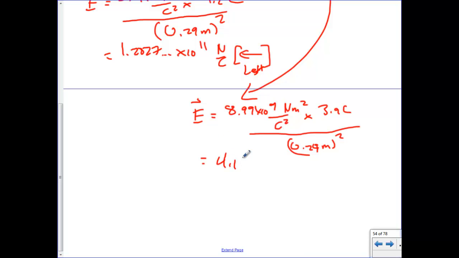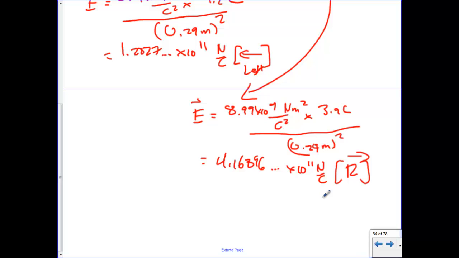On this one, I got 4.16896 times 10 to the 11 newtons per coulomb. Okay, but this one would be pulling you to the right. It would be pulling you this way. So last step, take your two field strengths. Field strengths are vectors. So if one is pulling you left and one is pulling you right, subtract the two.